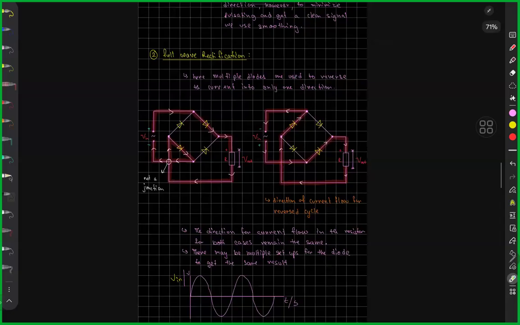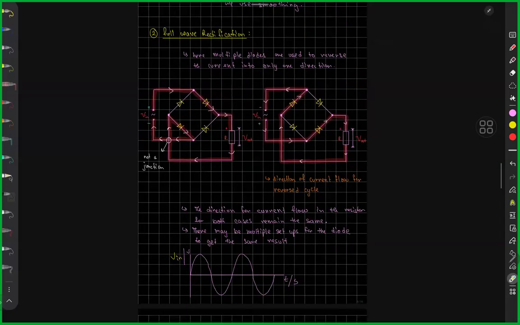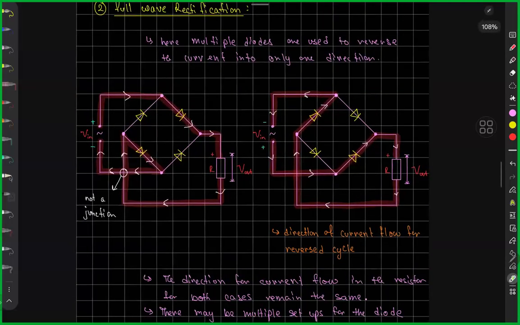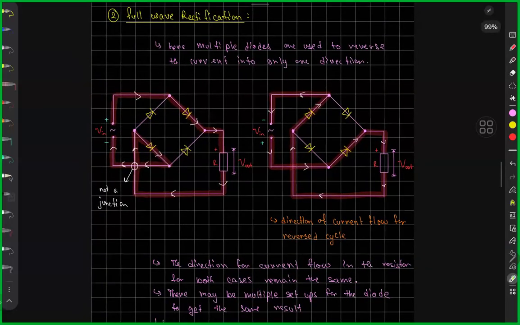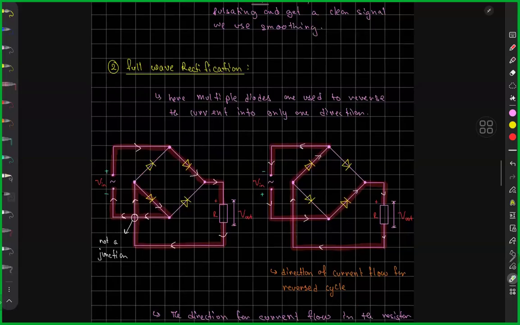Smoothing and everything I'll show at the very end. I will be explaining all of it to you guys. No problem there. And now with full wave rectification, this is a bit more technical. I have to step by step show everything. So let's say you have this entire complex setup.